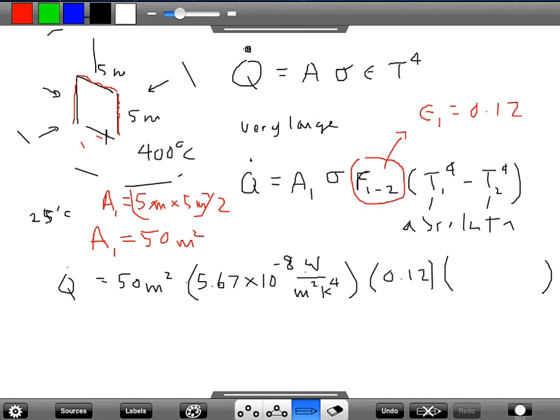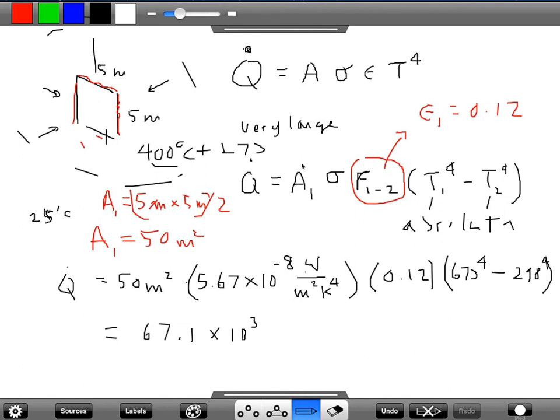So the temperature 400 goes to 400 plus 273, which is 673, to the fourth, minus 298 to the fourth. And I'm going to use a calculator for this part. I'm going to pause. What I got when I did this is 67.1 times 10 to the third.